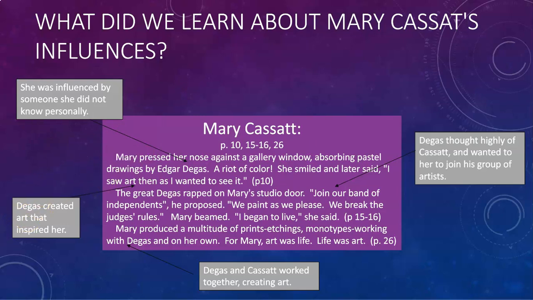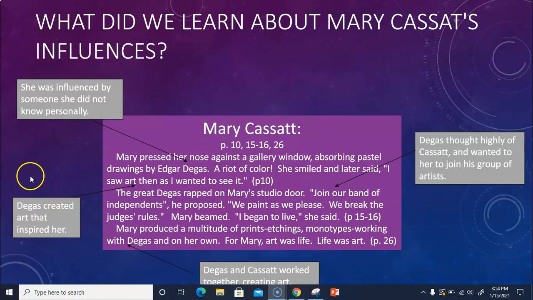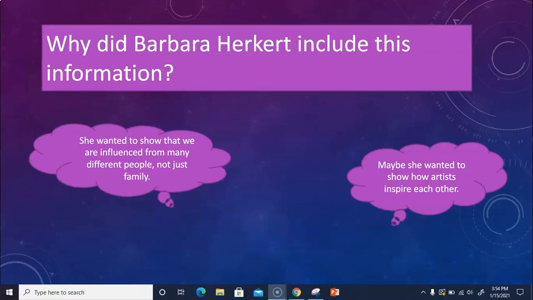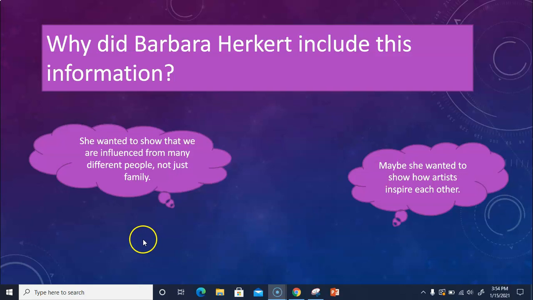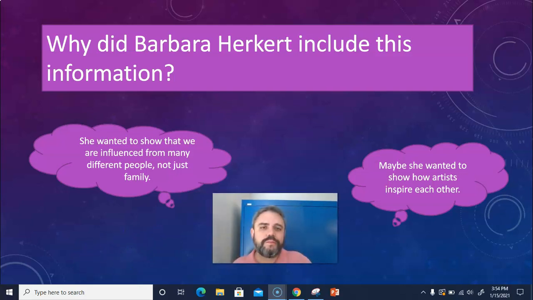Right? So let me put my thinking cap on again. And I want to ask, why did Barbara Herkert include this information? And you know what? I bet you guys have some good ideas. So, bing! Thought number one, she wanted to show that we are influenced from many different people, not just family. Okay? Degas and Mary Cassatt were not related at all. They weren't related. So the influence came in her life from a different place than family.